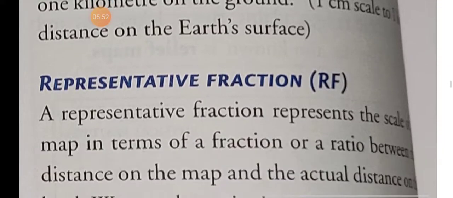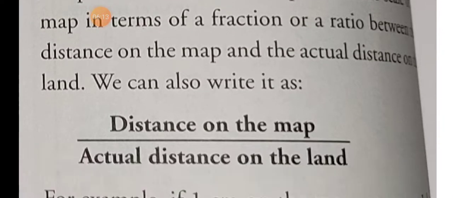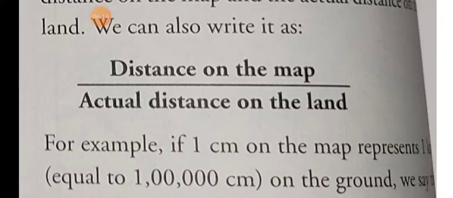Next one is representative fraction. A representative fraction represents the scale of a map in terms of a fraction. Fraction means ratio, when we divide and take out the ratio between distance on a map and actual distance. See, there is one formula: distance on a map upon actual distance on the ground. This is the formula to take out the representative fraction or the ratio.